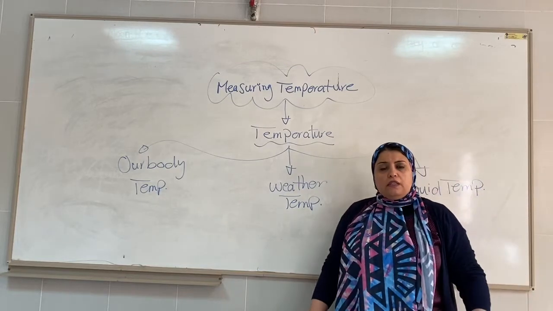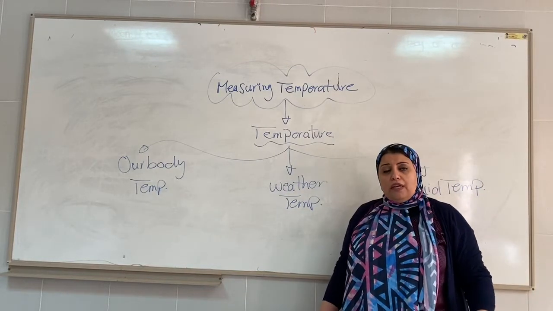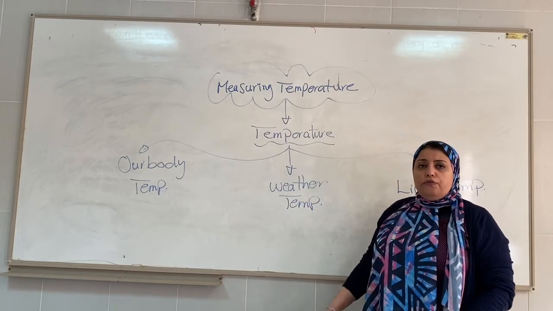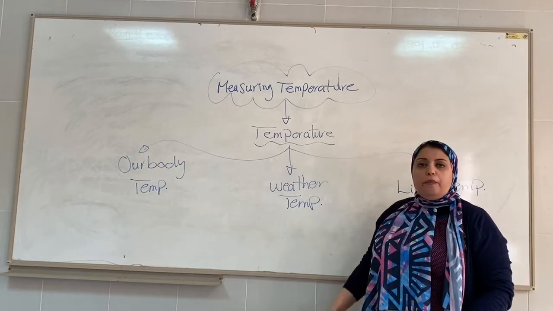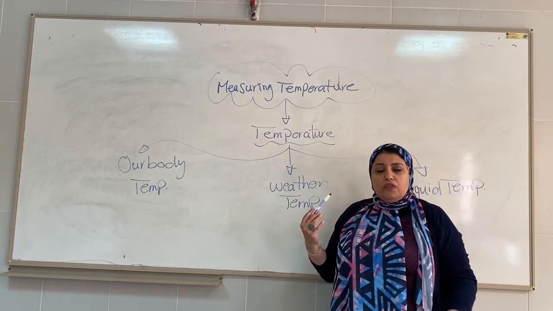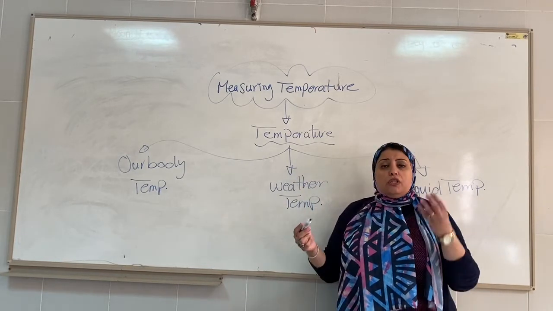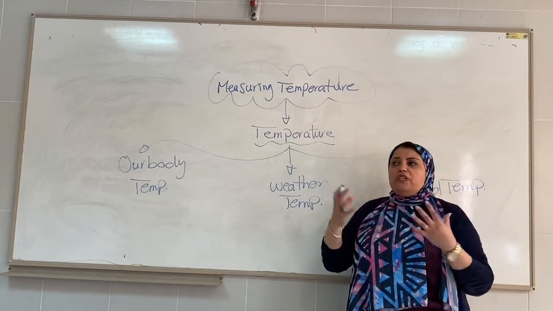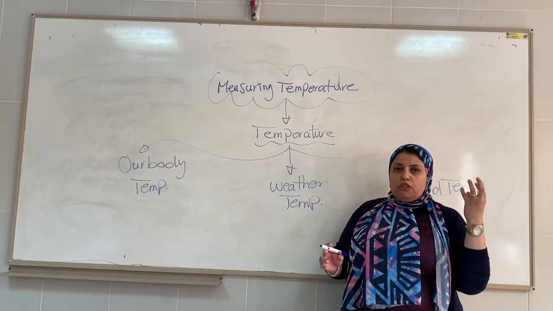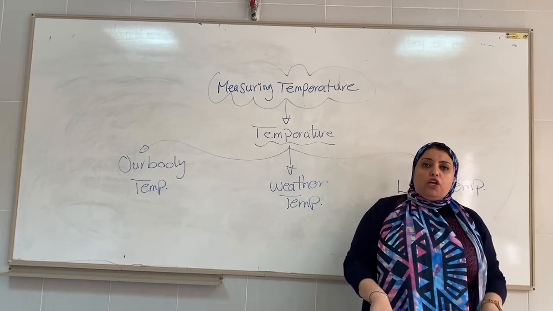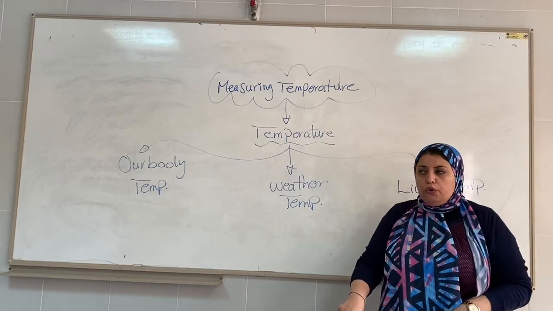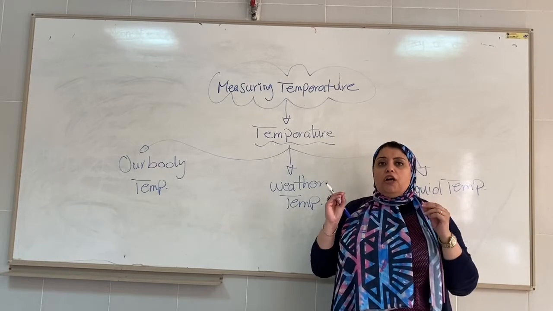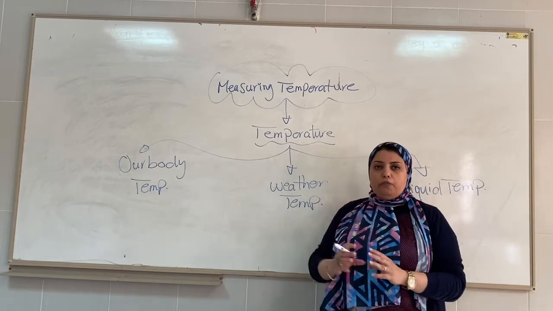Good morning, Grade 6. Today we are going to have a new lesson that's talking about measuring temperature. First of all, what's the temperature? As we said in the previous lesson, the temperature is just a number that represents how hot or how cold my object is. It's just a number that tells me if this object is hot or cold. That's why we define it as the degree of hotness or coldness of an object.